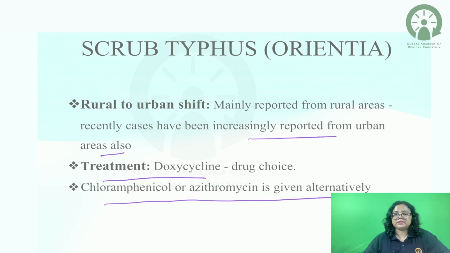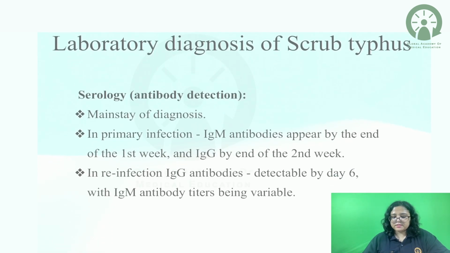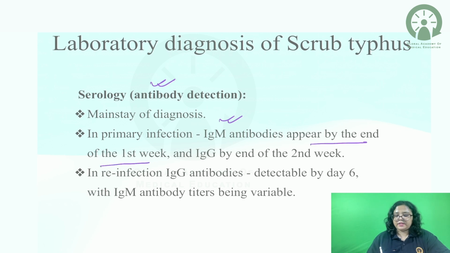Laboratory diagnosis, we rely on antibody detection. We perform the IgM ELISA, which appears by the end of the first week, and IgG by the end of the second week. In reinfection, IgG antibodies may also be detectable by day 6, with IgM antibody titer being variable.